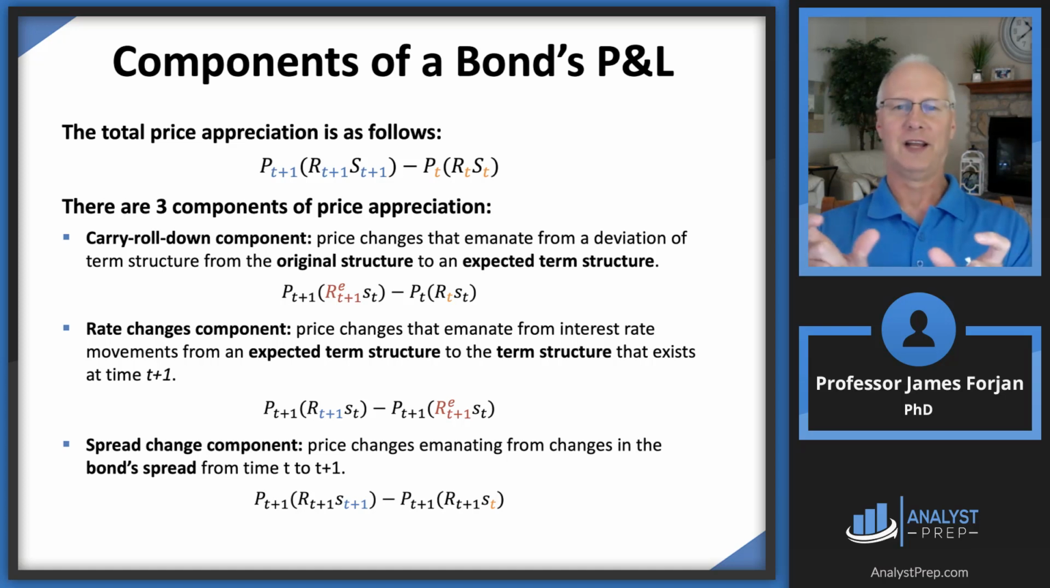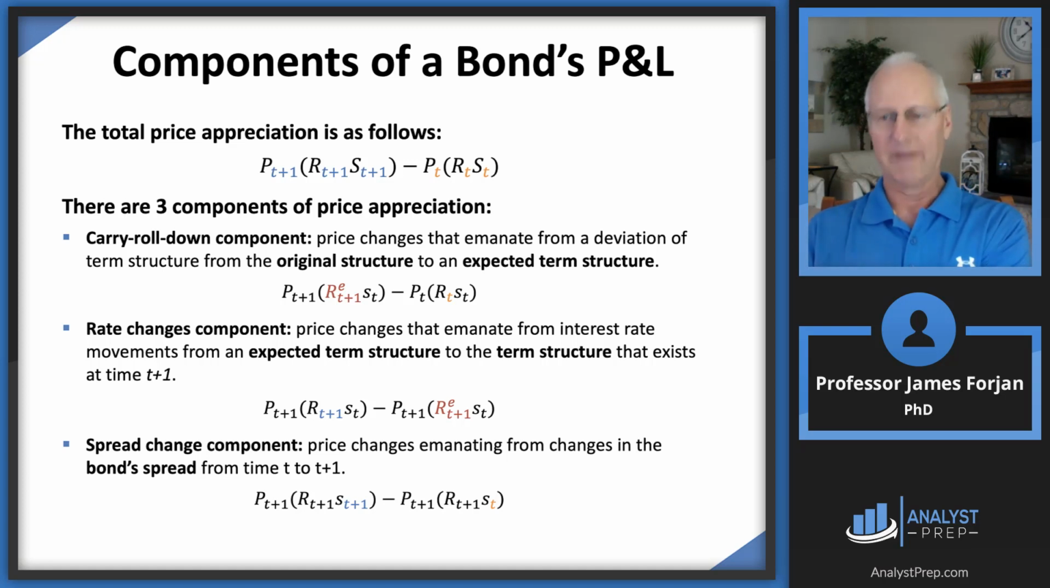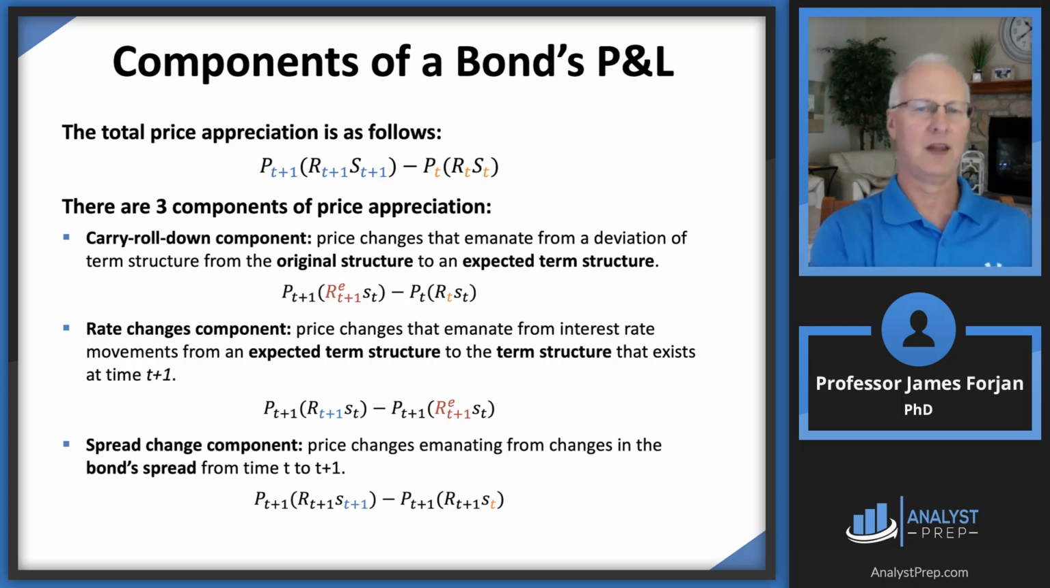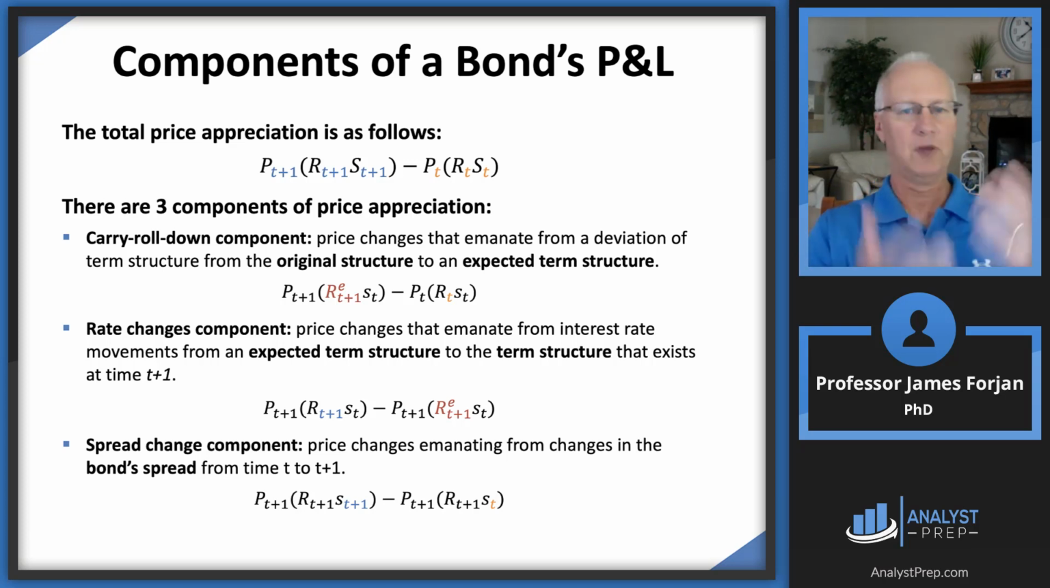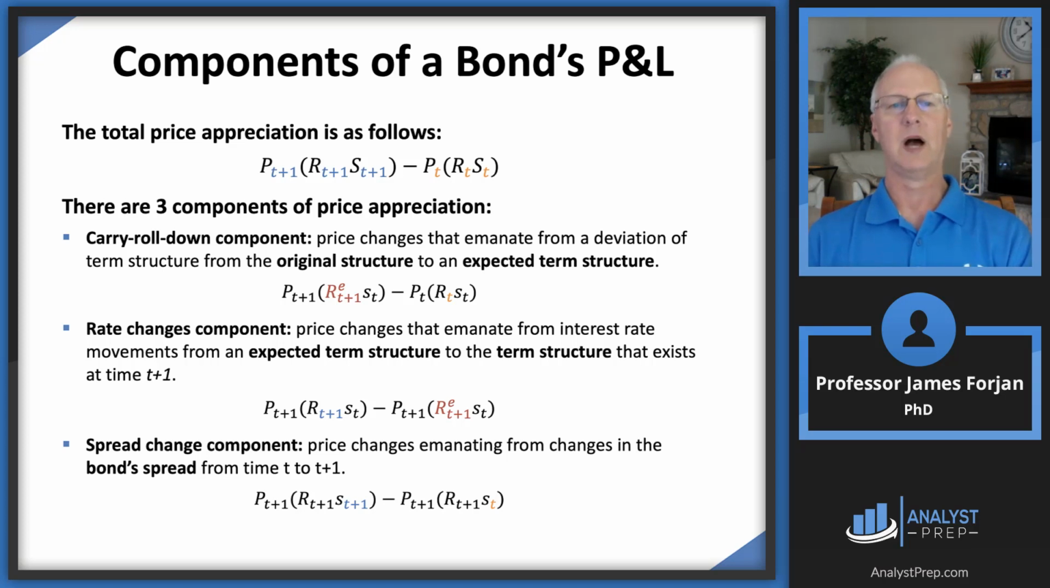So notice that it looks a little bit more complex than it is. Really what we're saying is that we buy a bond today with this given set of economic conditions, and then we sell it tomorrow with a different set of economic conditions. And remember, the basic idea is that if the yield goes down, then the bond price is going to go up, and just the opposite is true. But let's go ahead and look at these three components of price appreciation.